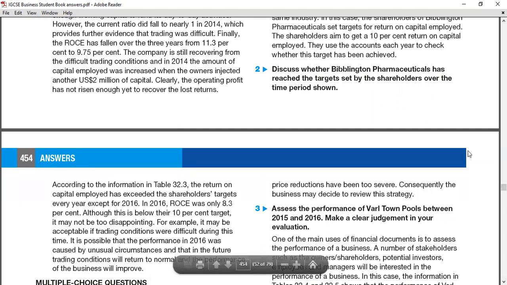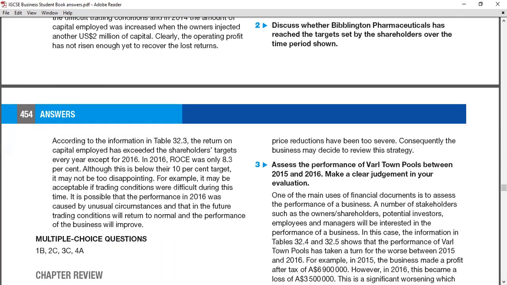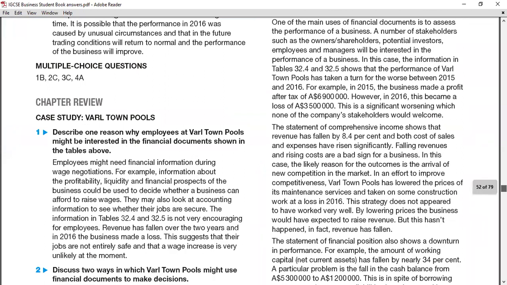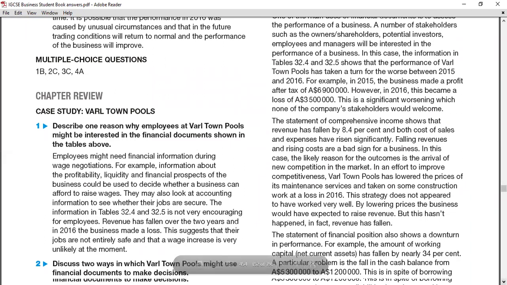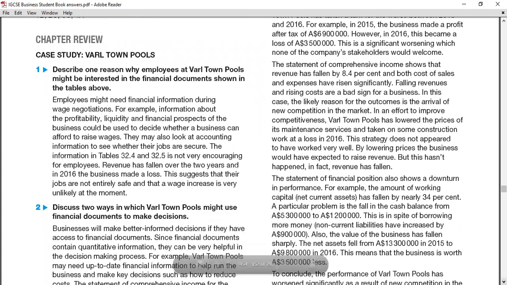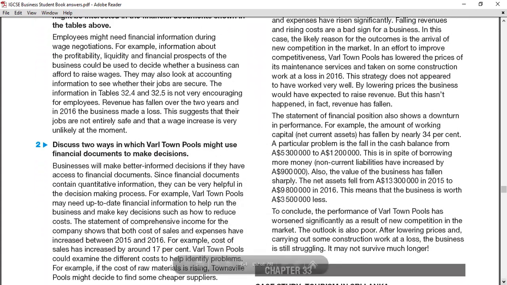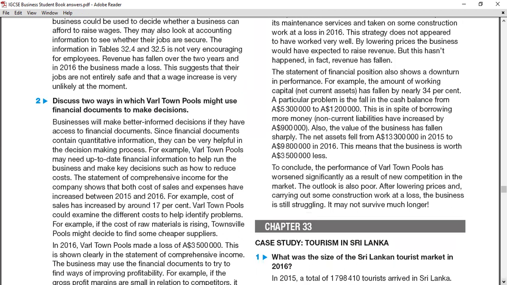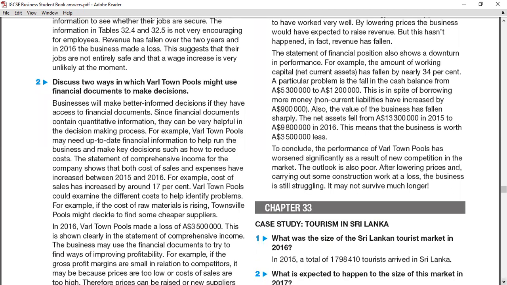Correct. So this is normally the question they're asking: what is the main advantage? It's the discussion question, and they're asking two questions: discuss the ways in which Varl Town Pool might use their financial documents to help make decisions. Mainly, they can make different decisions. For example, they can make investment decisions, right? They can make costing decisions, like a cost-cutting decision.